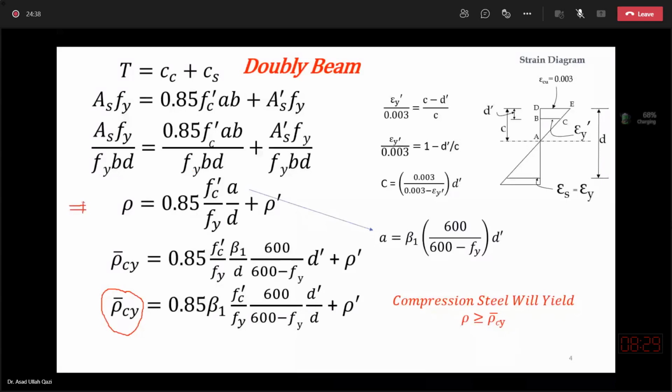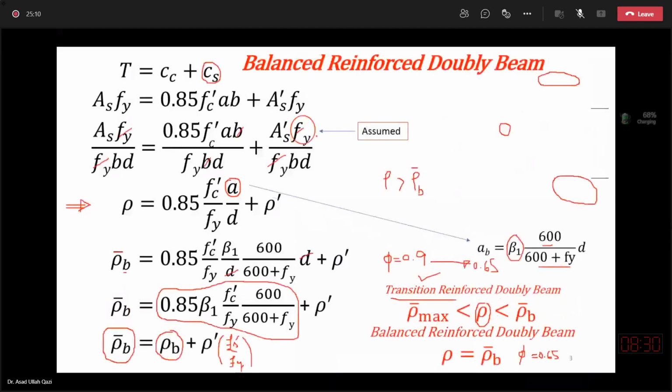One important point is that now over here I am not saying I am assuming Fy, because now I am actually working on a case 1 doubly beam rho estimation. So it means I am actually looking at that doubly beam in which compression steel is at yield. That is why I am not putting a circle, which I did in the previous slides where I mentioned assume. Now actually it is case 1 and I want to make sure that when compression steel is at yield, what will be the rho value.